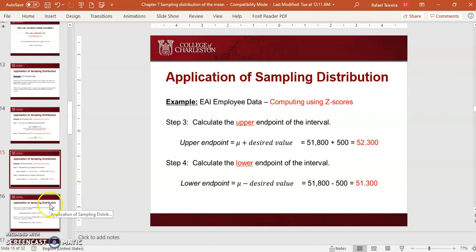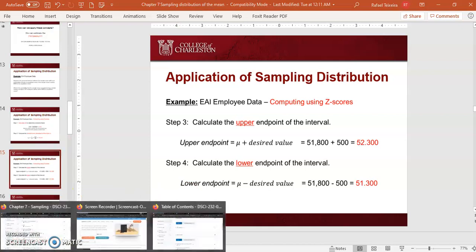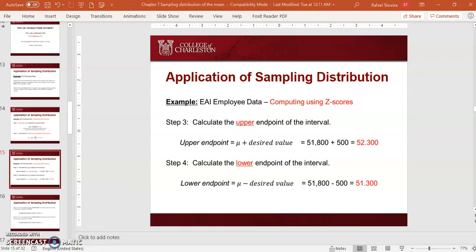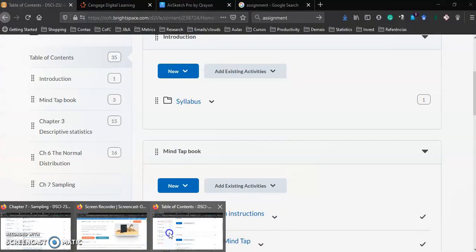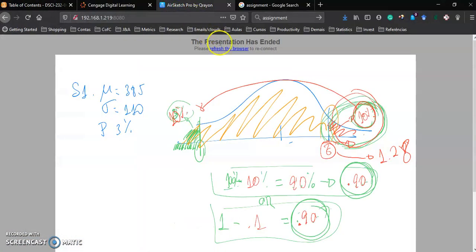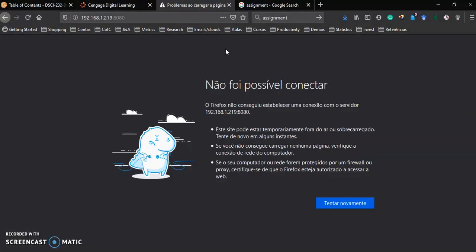Let me show you that. Let me see if it works. Let me refresh the browser. Let me try to see if I can connect again. No, hold on. Okay, I'm back. Now it's working. Now let me go back to the problem.